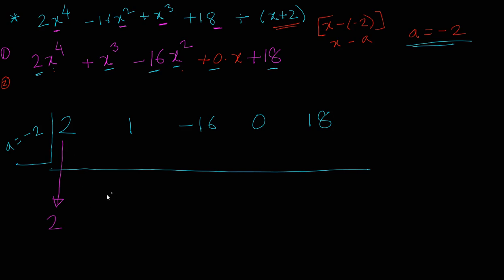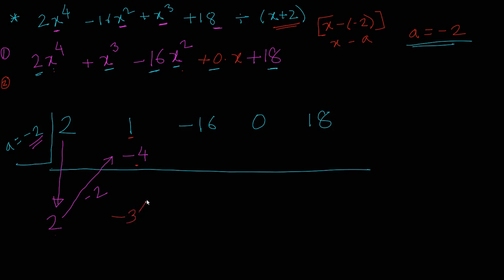Now what is the next step? I'm going to multiply 2 using that a. What is my a? Negative 2. So 2 multiplied by negative 2 is negative 4. All right, and then I'm going to add. What is 1 plus negative 4? It is negative 3.